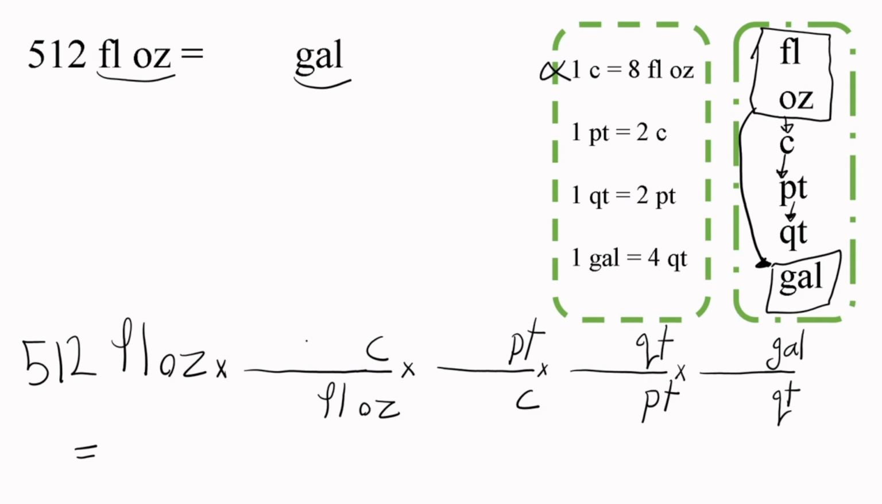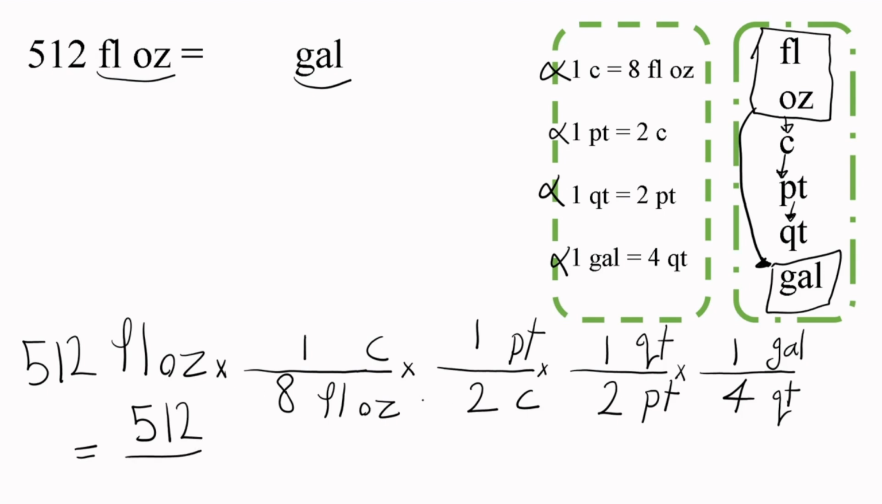As you can see, 1 cup is equal to 8 fluid ounces. 1 pint is equal to 2 cups. Now, 1 quart is equal to 2 pints. 1 gallon is equal to 4 quarts. So we are going to have 512 over 8 times 2, 16 times 2, 32, 32 times 4, 128. And what is the unit?